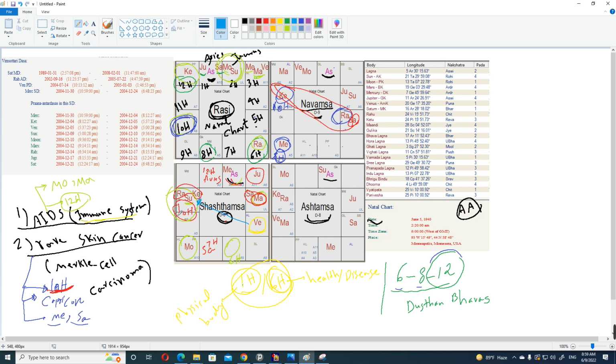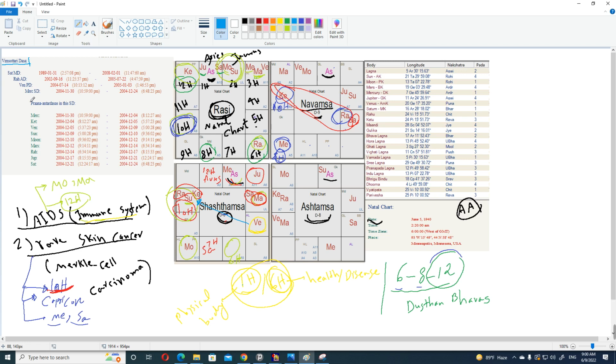Let's move on to dynamic analysis and see how the disease of skin cancer was triggered in his life and what happened to him. First of all, in this table you can see it is written Vimshottari Dasha. In Western astrology, you have progressions. It is different from that, but if you want to do some comparison, Vimshottari Dasha in Vedic astrology is equivalent to progressions in Western.